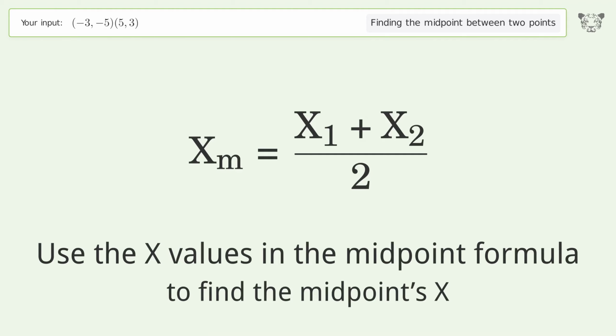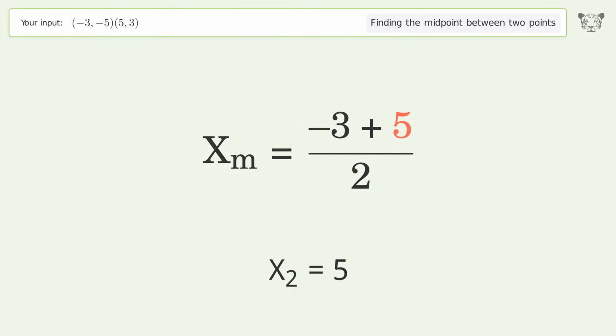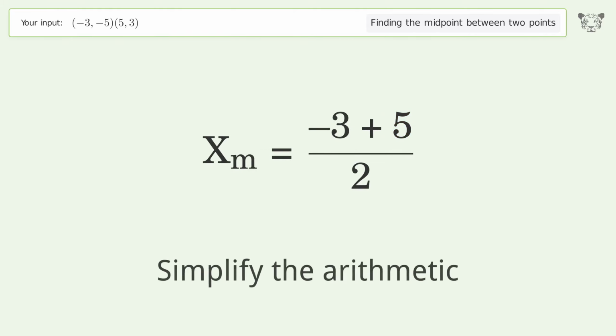Use the x values in the midpoint formula to find the midpoints x. x1 equals -3. x2 equals 5. Simplify the arithmetic.